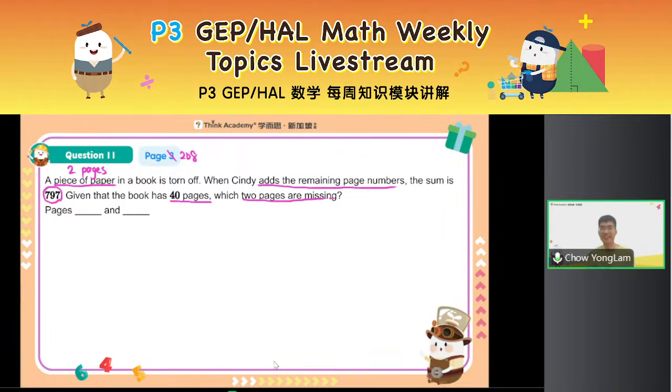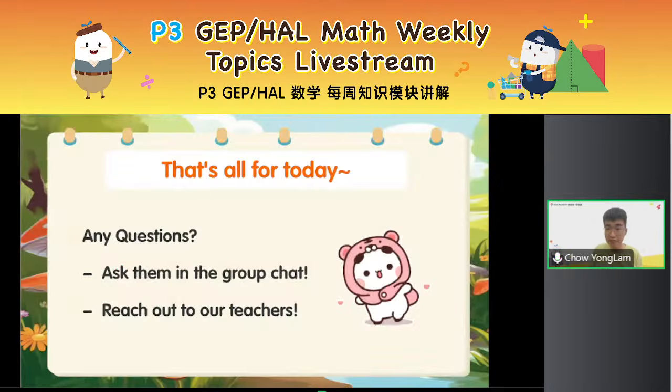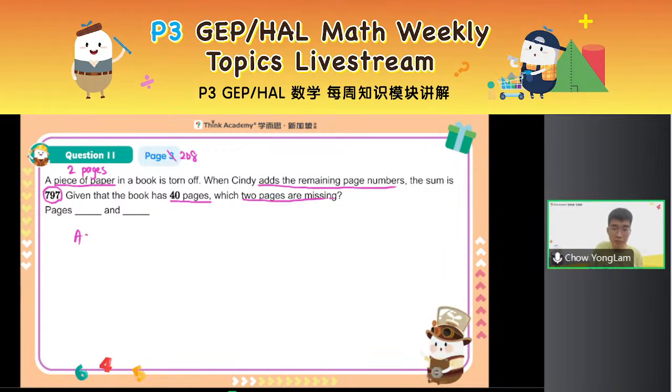Okay, now you have 40 pages, but you don't know which 2 pages are gone. You only know the sum of the remaining pages is 797. Do you think you should test and try one by one? Oh, what if page 1 is gone? What if page 2 is gone? And then you check one by one. Please don't. There is a faster way to do this, which is to assume the whole world is sunshine and rainbows and nothing's wrong with the book. So let's assume the book is complete.